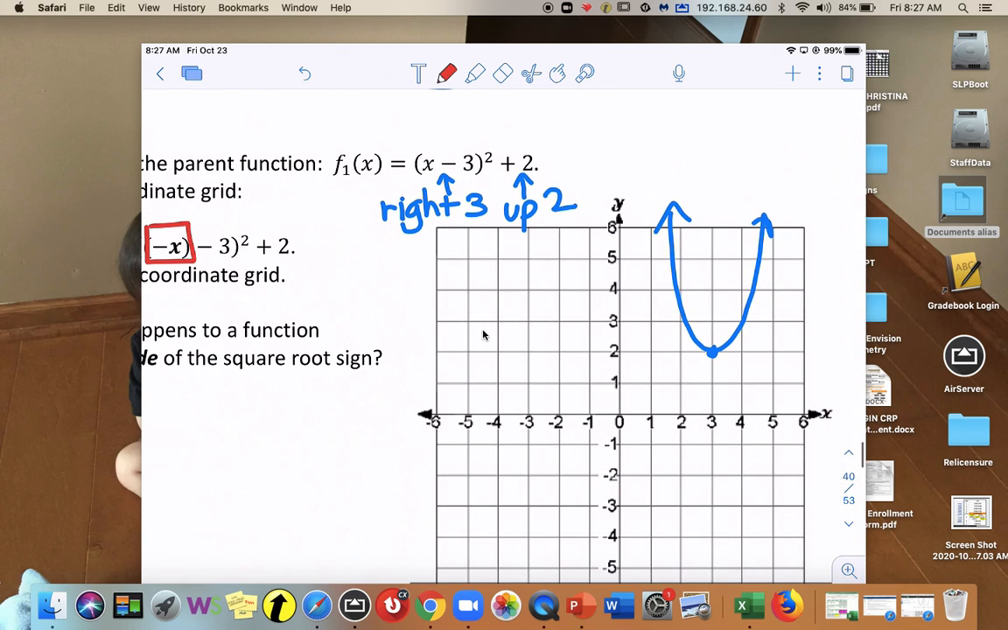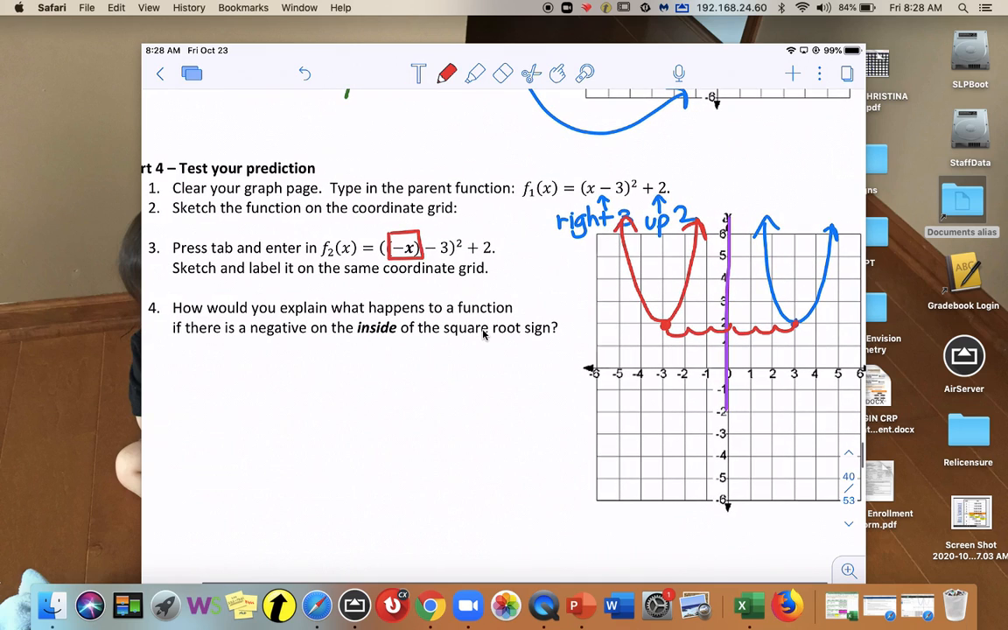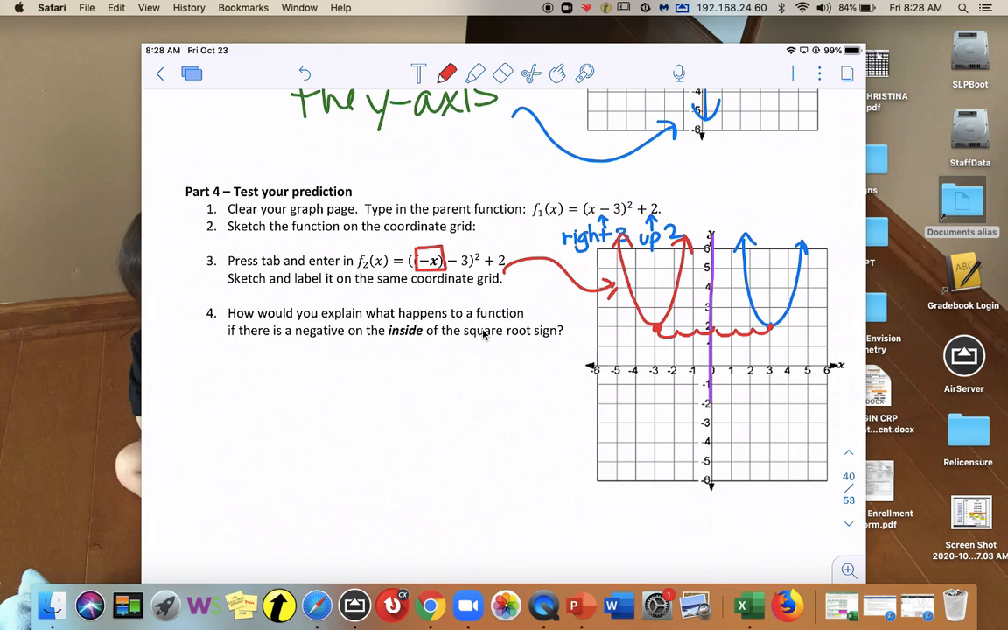This one reflects. What that means is each point is the same distance from our mirror line. So for example, this point right here, if it's 3 away this way, we're going to go 3 away this way. And then we're going to sketch our graph. So there is the new graph that's reflected across the y-axis.